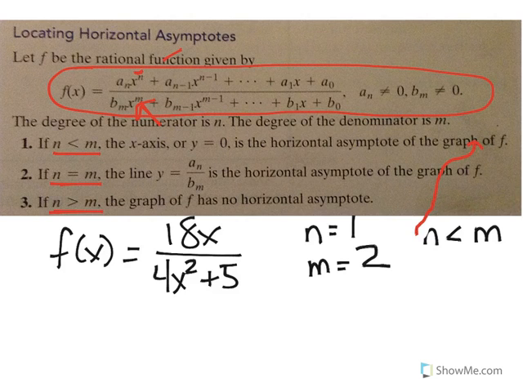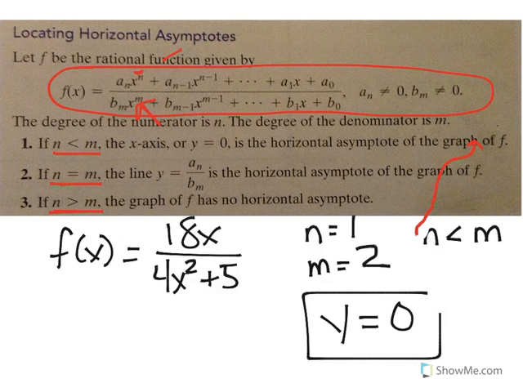The x-axis, or y equals 0. So it says the horizontal asymptote is y equals 0. And that's our answer: y equals 0. So it's real easy. Just find your n and your m, and you come up here to 1, 2, or 3. You're trying to figure out which one it is. Is n less than m, equal to m, or greater than m?